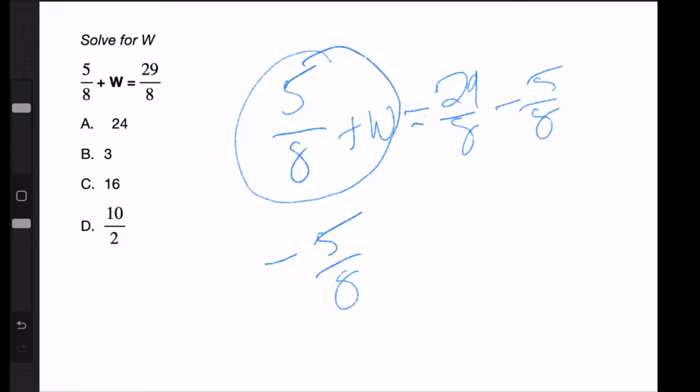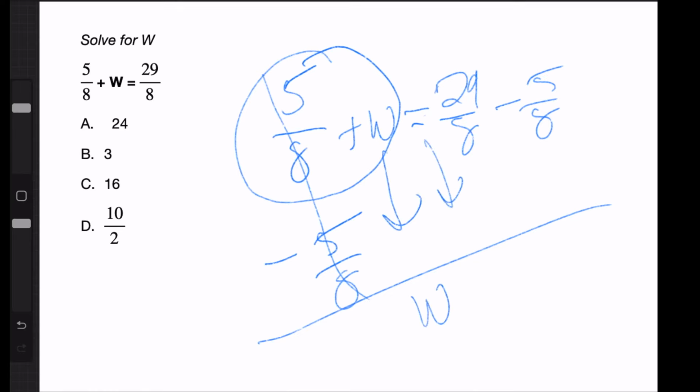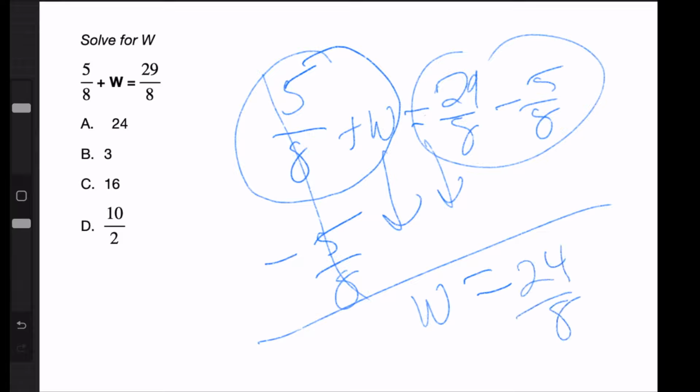So now let's do our math. We've got 5 over 8 minus 5 over 8, so that's gone. We're going to bring down our w, bring down our equal sign, and now we've got 29 over 8 minus 5 over 8. Well, in order to subtract fractions, we need a common denominator, which we have. So we can just subtract across the top. 29 minus 5 equals 24 over 8.